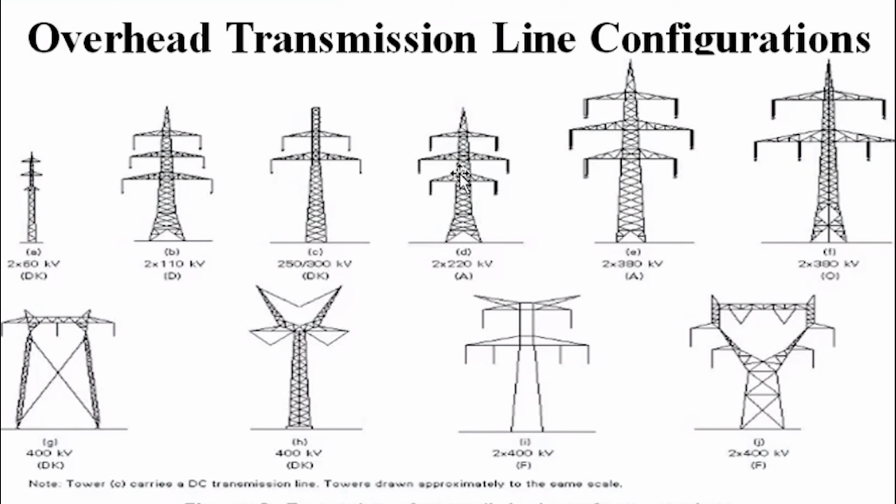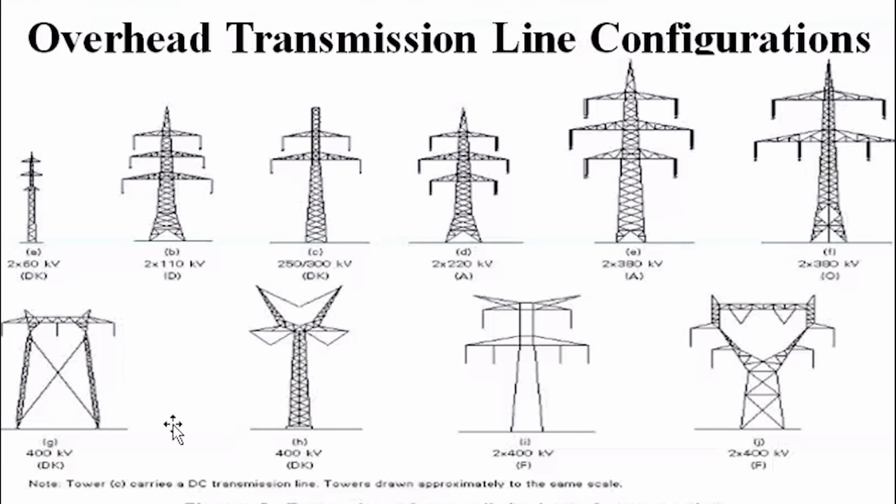Similarly, this type of structure is 220 kV for AC. Here 2 means 2 into 220 kV: this is one and this is one, so in total you get 2. And this is for 380 kV. This is also an AC line, which is of 380 kV.